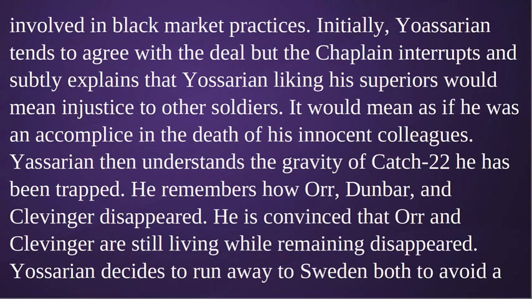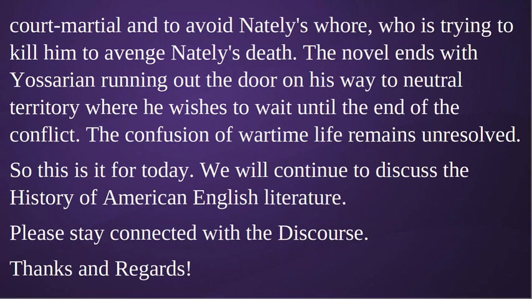He has been trapped. He remembers how Orr, Dunbar and Clavinger disappeared. He is convinced that Orr and Clavinger are still living while remaining disappeared. Yossarian decides to run away to Sweden, both to avoid a court-martial and to avoid Netley's whore, who is trying to kill him to avenge Netley's death. The novel ends with Yossarian running out the door on his way to neutral territory, where he wishes to wait until the end of the conflict. The confusion of wartime life remains unresolved.